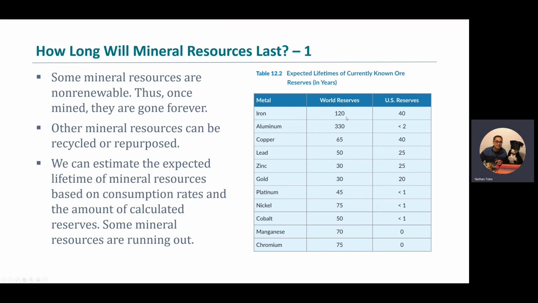If we look worldwide, we have 120 years of worldwide reserves of iron ore known, and 40 years for the US only. Of course, if we look down the US reserves for some of these important things, we don't have chromium reserves or manganese reserves in the US. We don't even have much aluminum reserves. Aluminum, by and large, often comes out of tropical soil minerals, and we don't have tropical soils here in the US, so we don't produce aluminum.